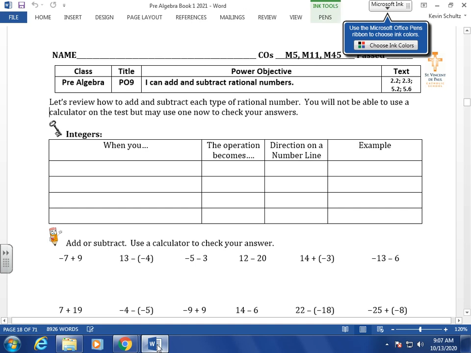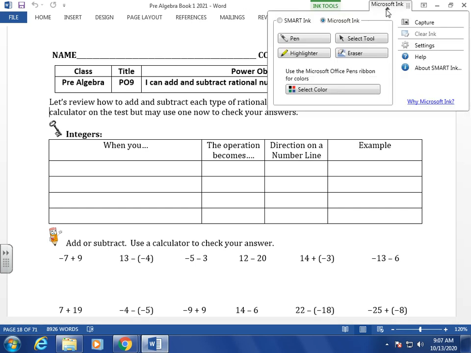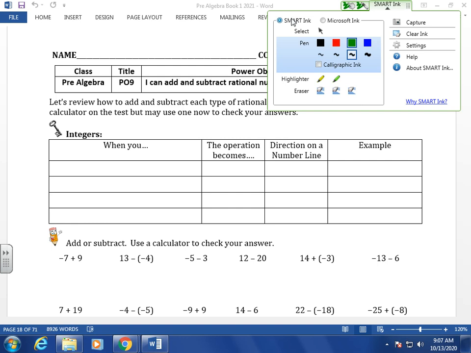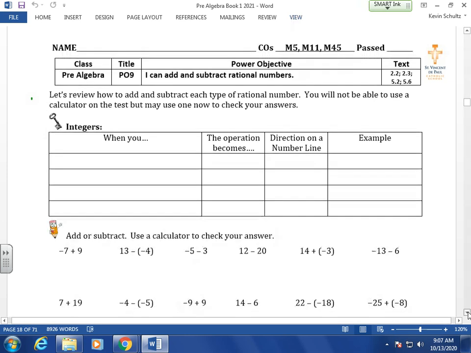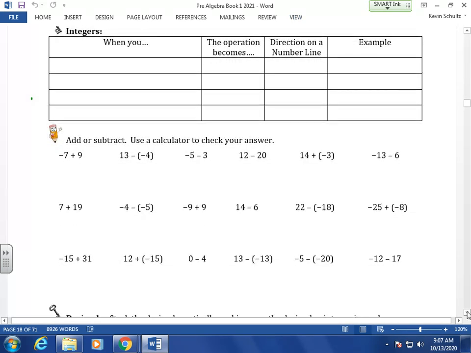Hello and good day. In pre-algebra, we'll be going over the rest of PO9 after first going over the integer section, which was the homework for today. So basically, what we talked about, there's the standard way to show addition and subtraction, right? You've got just a plus sign or just a minus sign. And of course, I'm talking about what's in between the numbers.